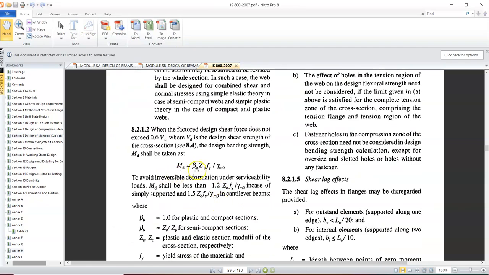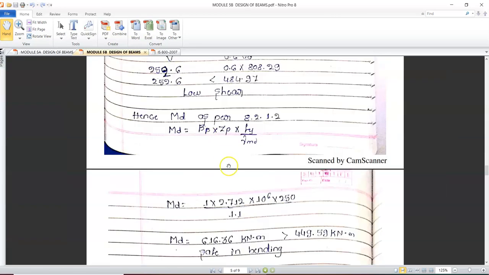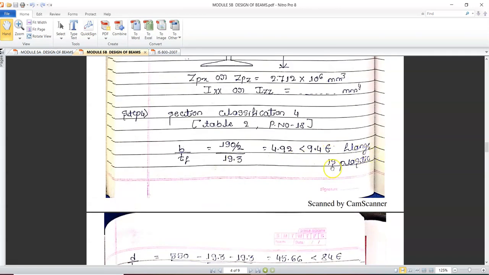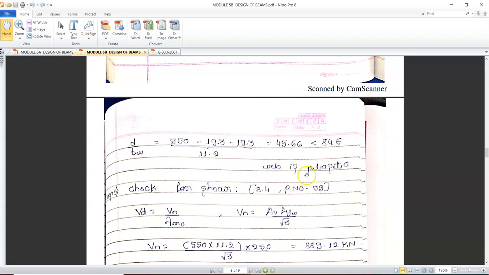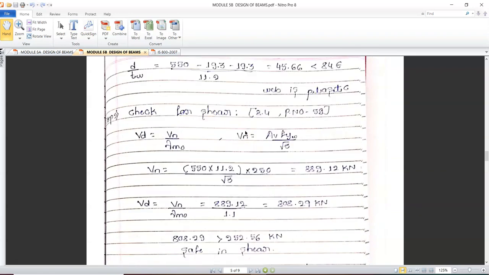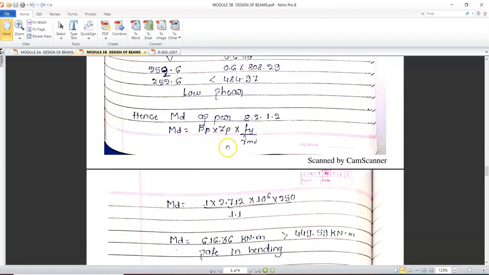Now one by one, beta B is constant, and it will be 1 for plastic and compact section, and beta B is equal to ZE by ZP for semi-compact section. Now ZE stands for elastic section modulus. Here, as per the section classification, we have already seen that the flange is plastic and the web is also plastic, so the entire section will be plastic. Therefore, for plastic section, beta B value becomes 1.